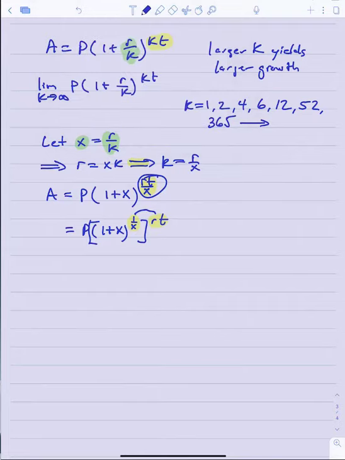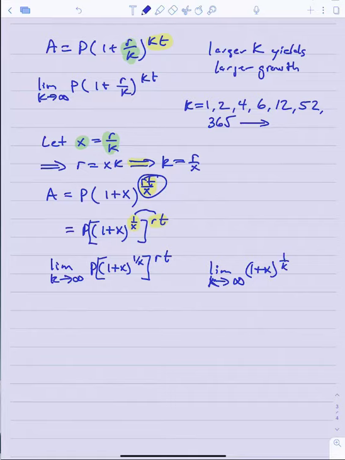So when I ask you, what's the limit as k approaches infinity of P times (1 plus x) to the 1 over x, where that (1 plus x) to the 1 over x is raised to the rt, you should see that the limit I really need to figure out is this limit as k goes to infinity of (1 plus x) to the 1 over x.